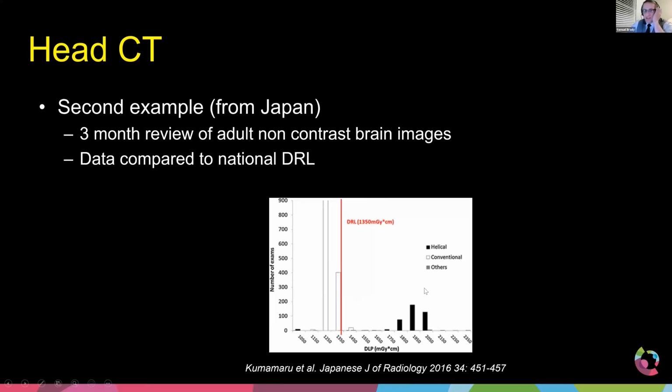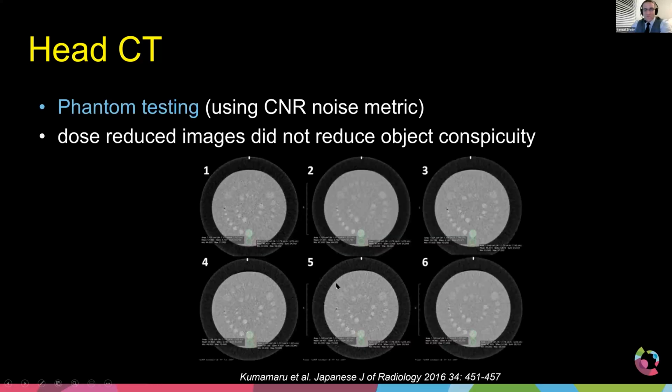And here you can see for several protocols that used a helical acquisition, the values were statistically significantly higher than the national DRL compared to the conventional axial imaging that they did over here. So what did they do? As an example of what you can do also, they went immediately to their phantoms.